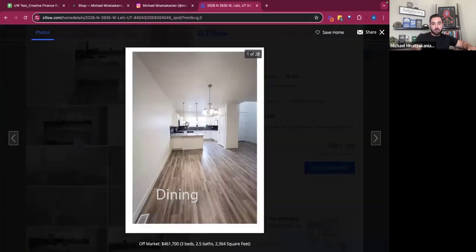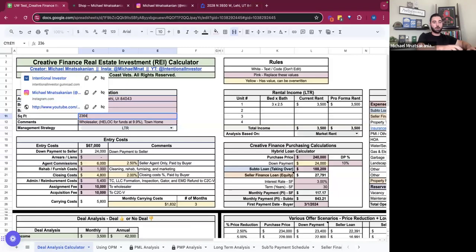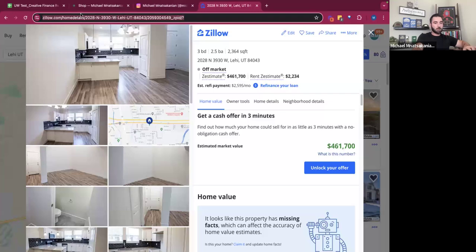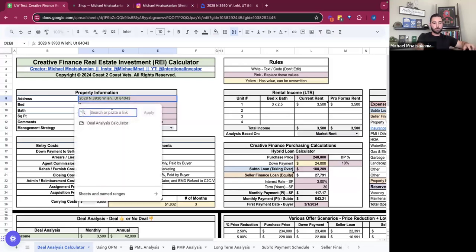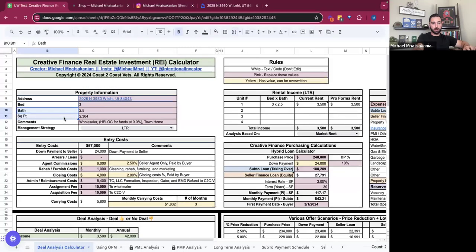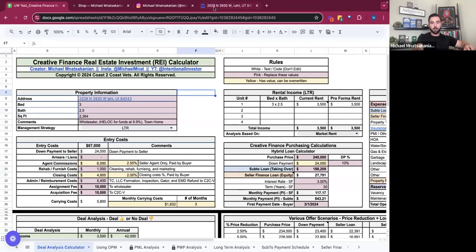Here's a property, looks nice and turnkey, 3 by 2.5, 2364 square feet. I love to take the Zillow listing and hyperlink it here. If you're on a Mac, just Command K and then paste it in there, or you could highlight, right click, and click the link button. I just use the shorthand command, so then I'll always be able to pull it up.